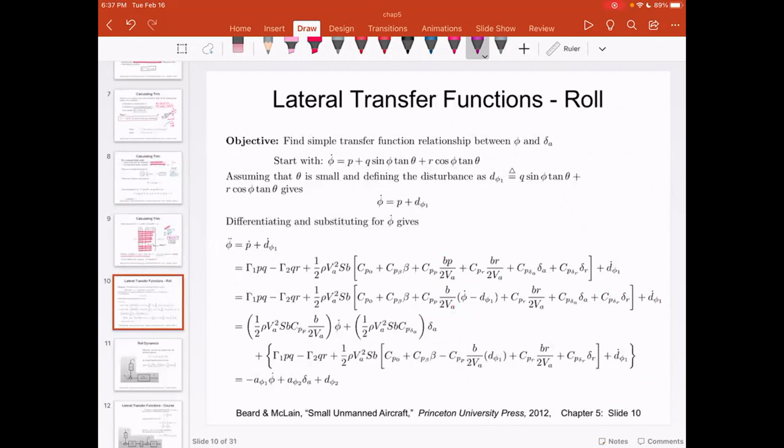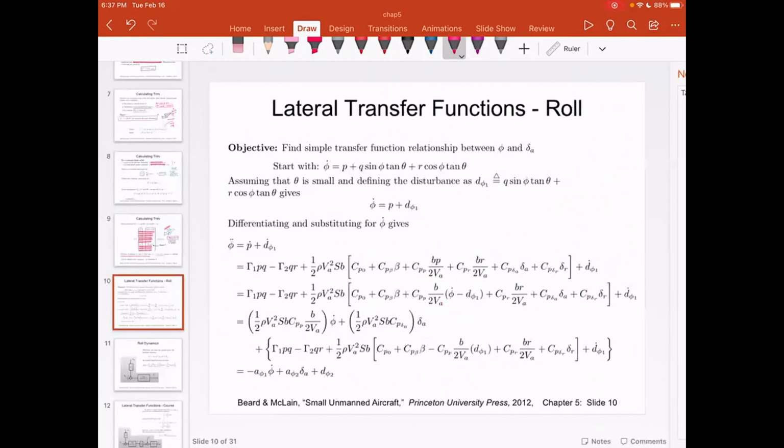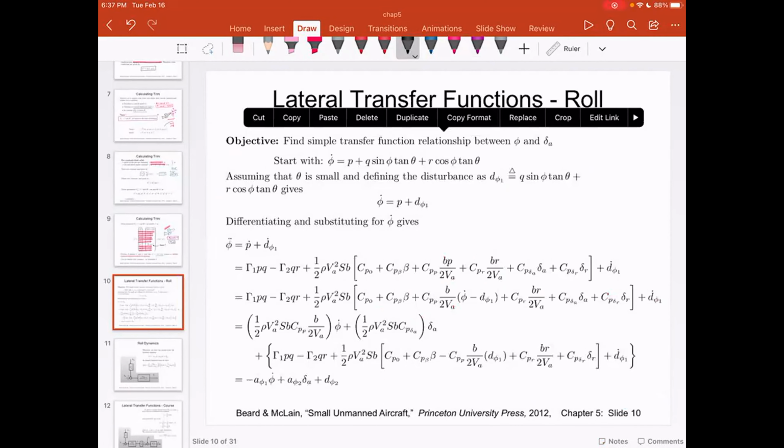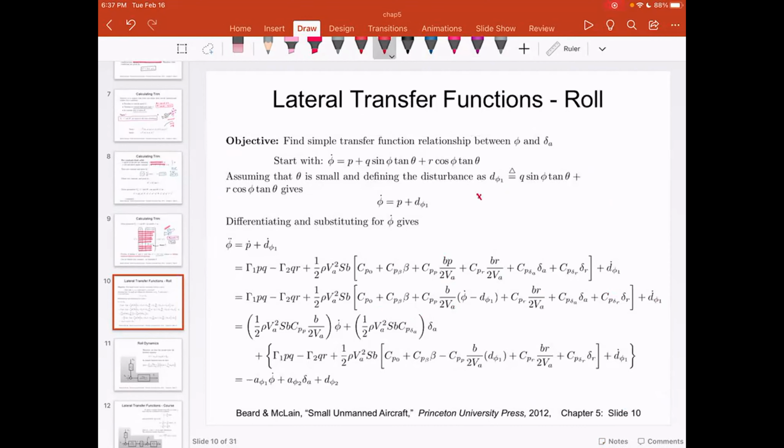Now, here is my objective. I want to ensure that the aircraft is stable in roll. So somehow I design a controller. So here is the basic objective: design a controller so that the aircraft stabilizes in roll. So this is the basic condition.